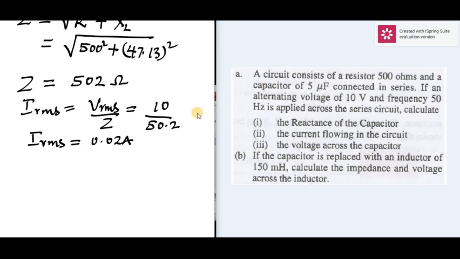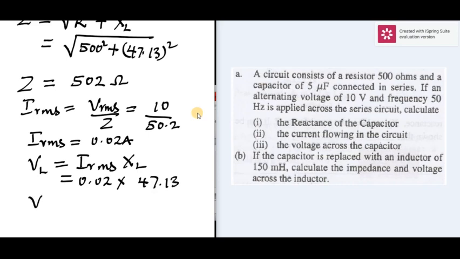Then the voltage across the inductor, VL, will be given by the expression root mean square current multiplied with the inductive reactance. 0.02 multiplied with 47.13. The PD across the inductor will be 0.943 volts, which we can also write as 943 millivolts.